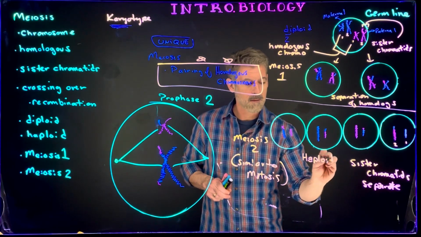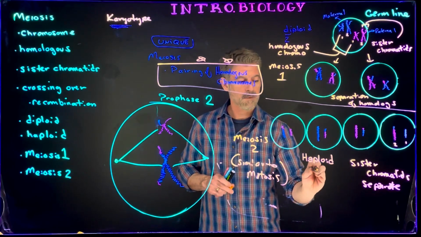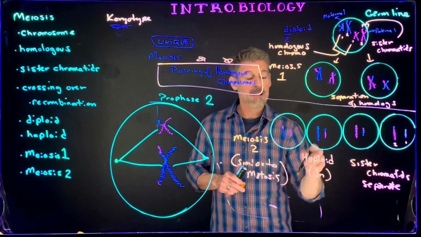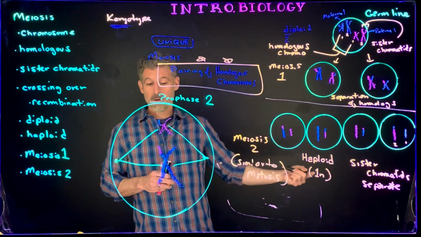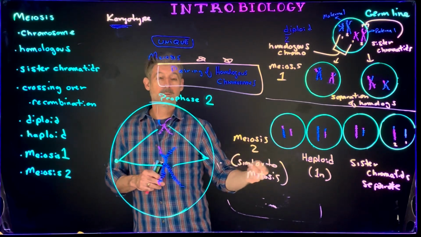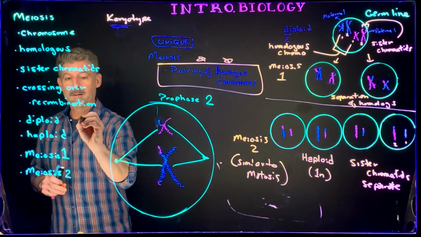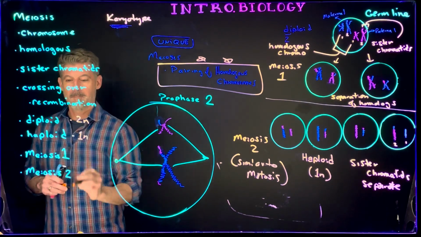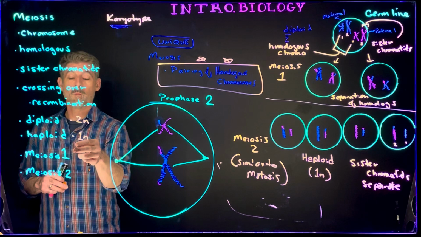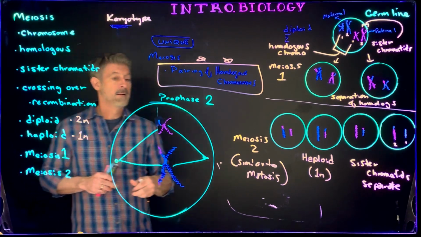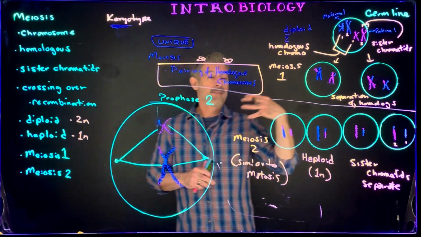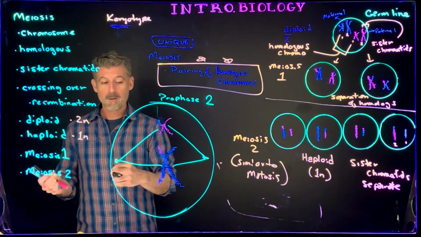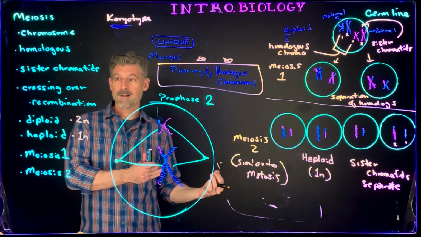Haploid cells, also written as 1N, meaning they have 1 of each chromosome as opposed to 2. So diploid is 2N, haploid is 1N. So meiosis 1 is where we first just separate homologous chromosomes. Meiosis 2 is where we separate the sister chromatids.